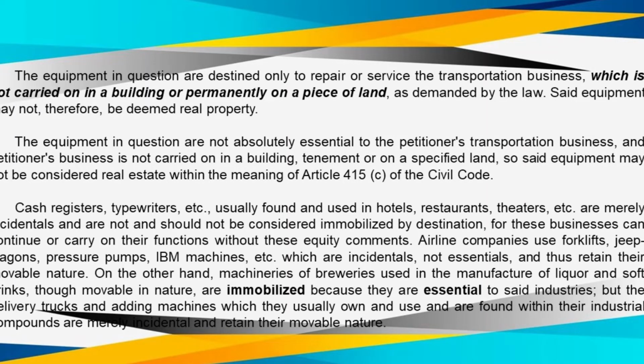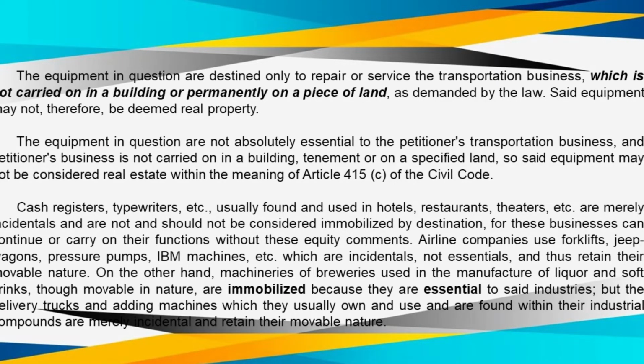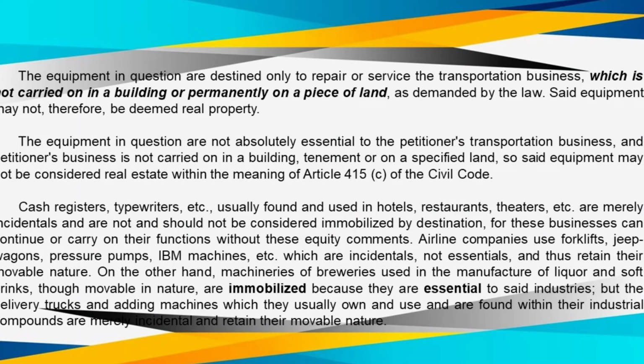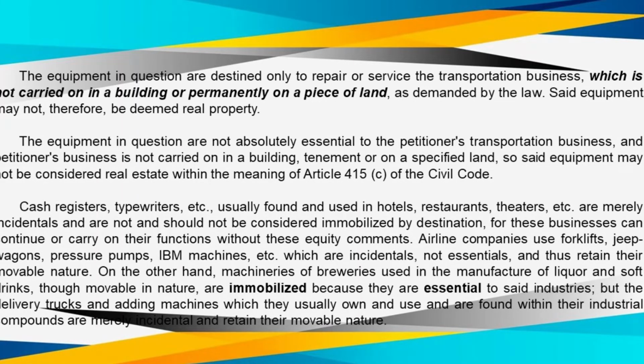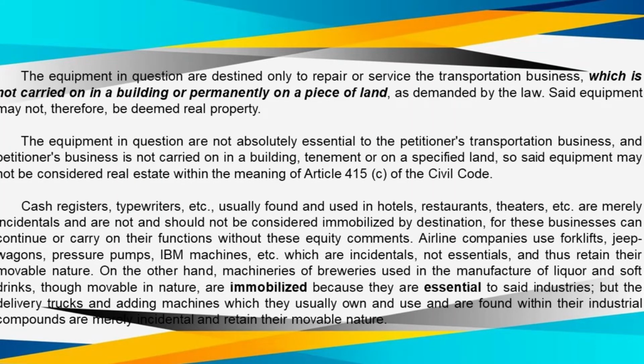Airline companies use forklifts, jeep wagons, pressure pumps, IBM machines, and so on, which are incidentals, not essentials, and thus retain their movable nature. On the other hand, machineries of breweries used in the manufacture of liquor and soft drinks, though movable in nature, are immobilized because they are essential to said industries. But the delivery trucks and adding machines, which they usually own and use and are found within their industrial compounds, are merely incidental and retain their movable nature.